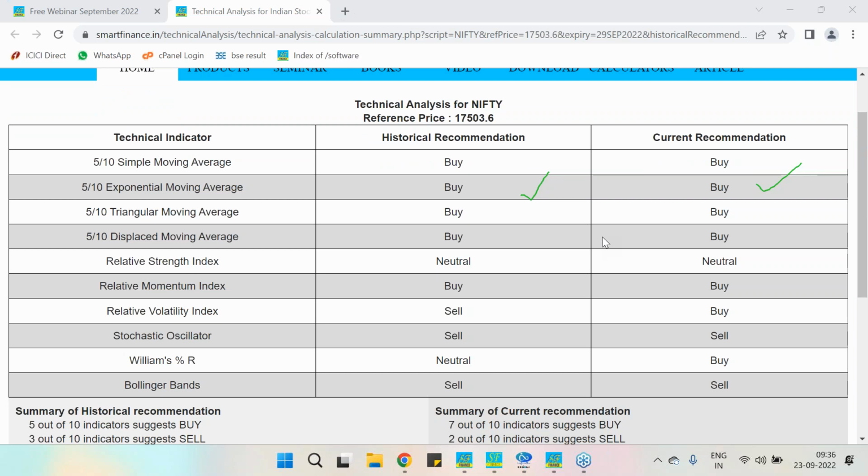Yesterday what happened? Based on that data, the 5 by 10 moving average says it is a buy recommendation. Williams percentage was neutral as per yesterday's data; now it is suggesting buy. Bollinger Band is a sell, yesterday also sell, today also sell. Relative volatility index: yesterday it was giving a sell indication, today it is giving a buy indication.